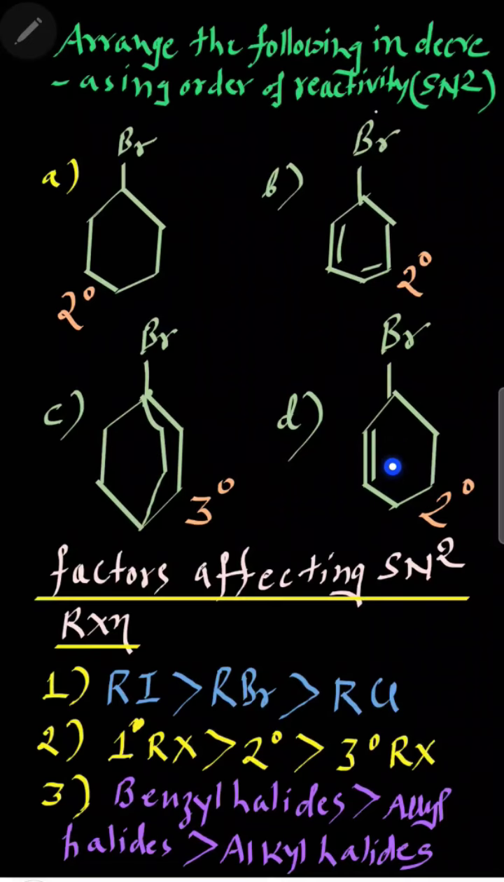And followed by this one, D is also having a double bond, so this will again stabilize the transition state pretty well, but in comparison to B, that transition state would be less stable. So B should be the most reactive, followed by D, and then A, because it is secondary in nature, and tertiary should be the least reactive.